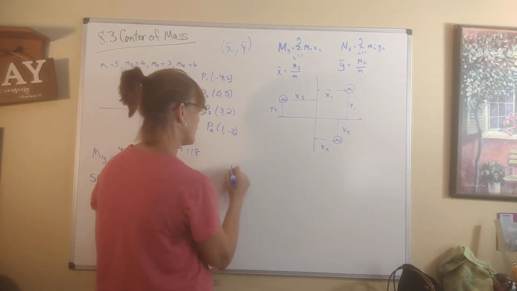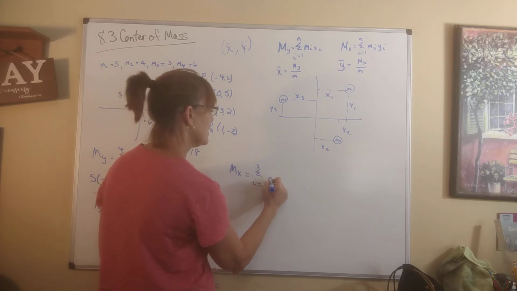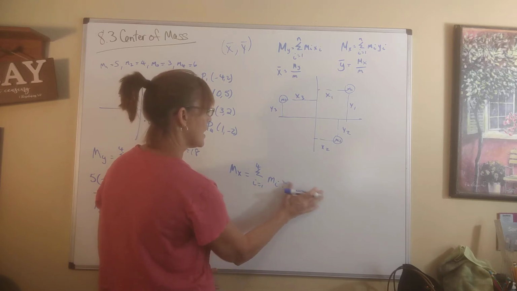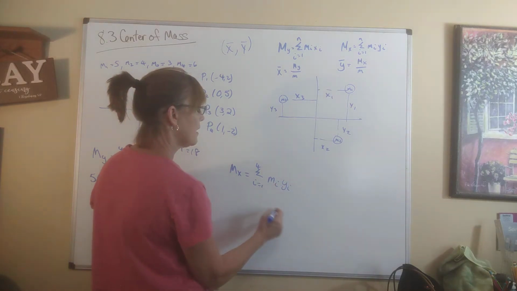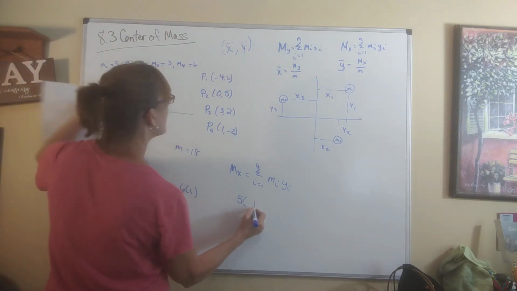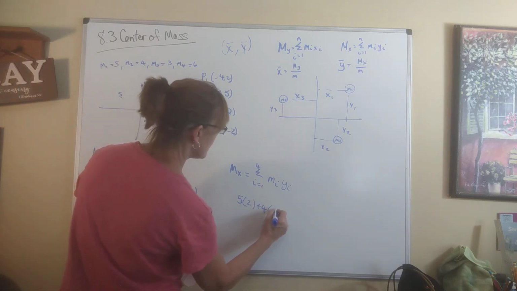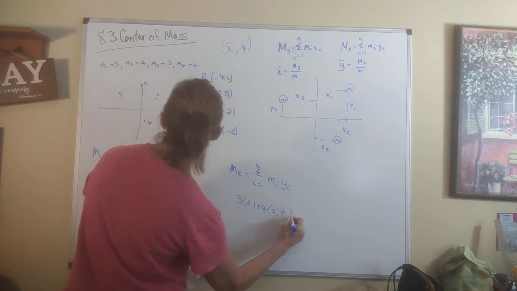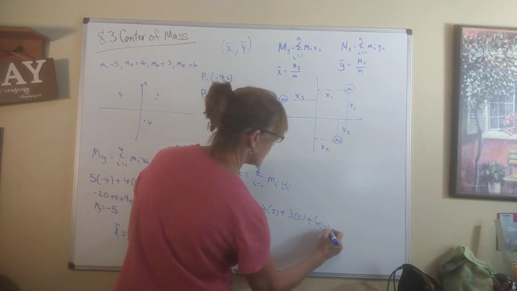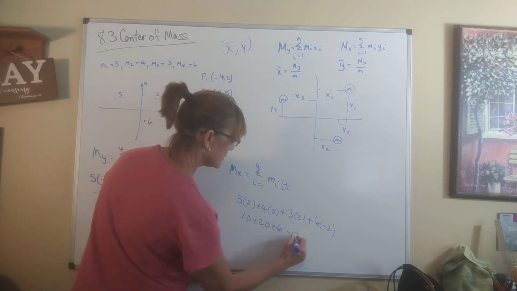For y bar, we have to figure out what m sub x is. And so that's the sum from i = 1 to 4 of m_i y_i. There's 4 of these guys. All right, so this is going to be the same thing. It's going to be m1, 5, times the y coordinate, 2, plus m2, 4, times the y coordinate, 5, plus m3, 3, times the y coordinate, 2, plus m4, 6, times the y coordinate, -2. We get 10 plus 20 plus 6 minus 12.